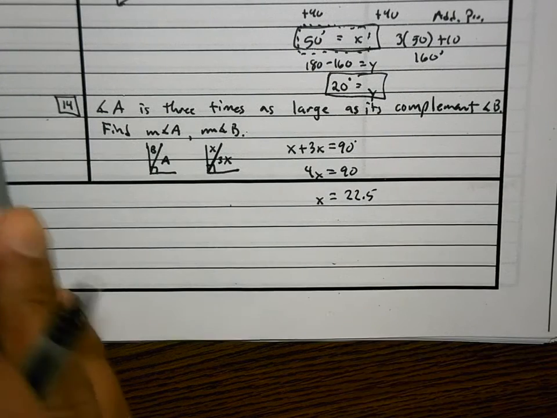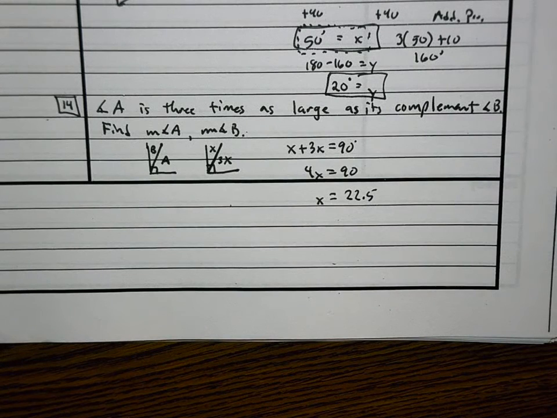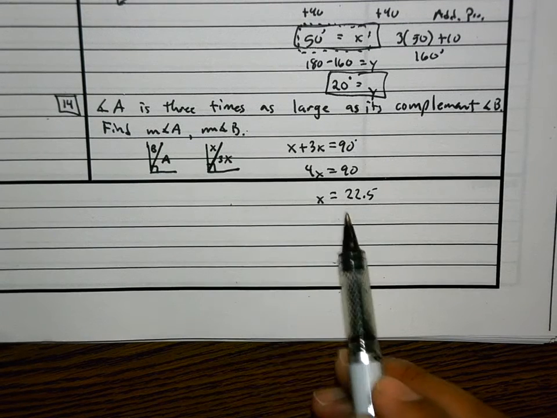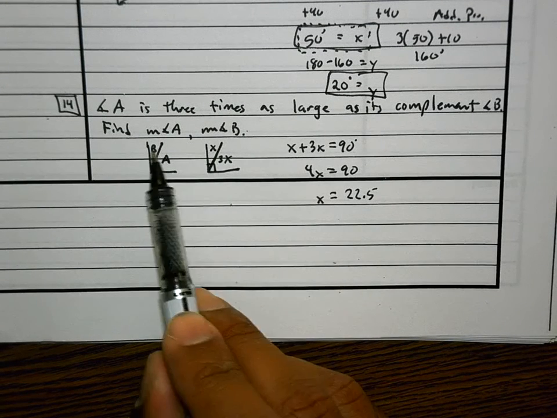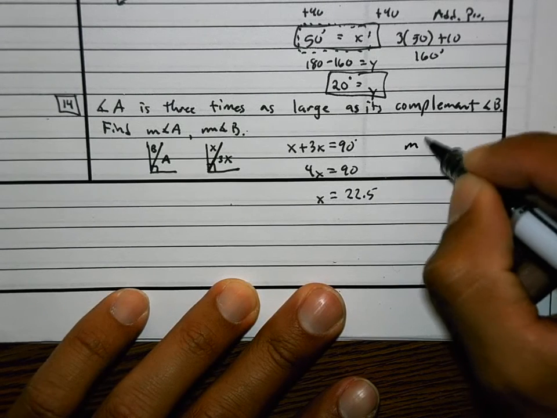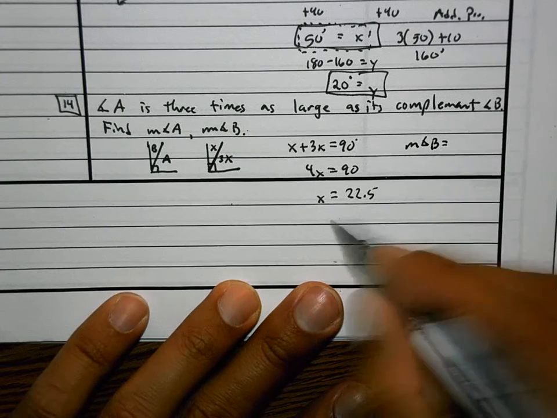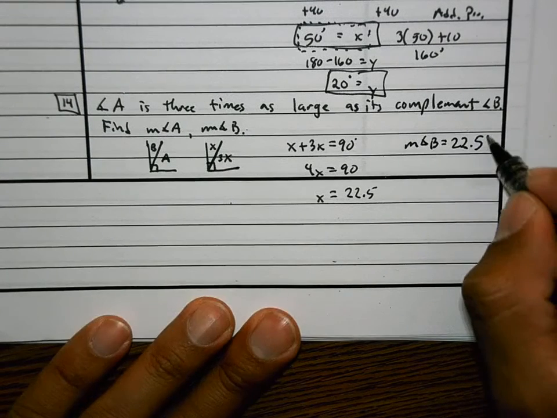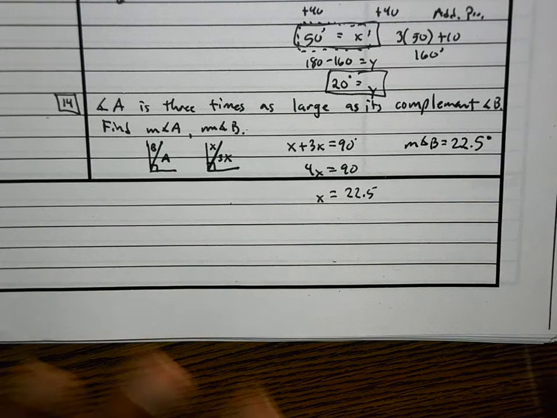Okay, wait a second though. So now remember what the question asked for. Find the measure of angle A and find the measure of angle B. X, what did I find? I found the measure of what angle? B. So I found that angle B was 22.5 degrees. I have not found the measure of angle A yet.